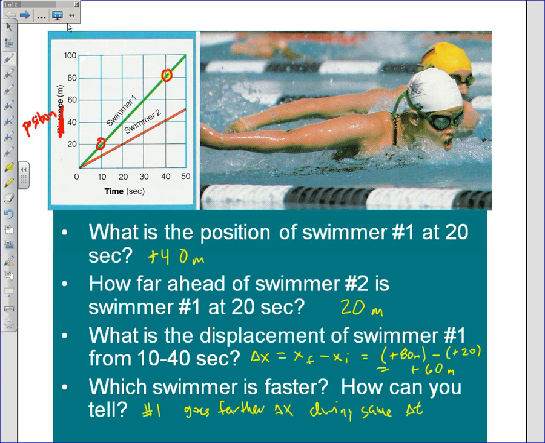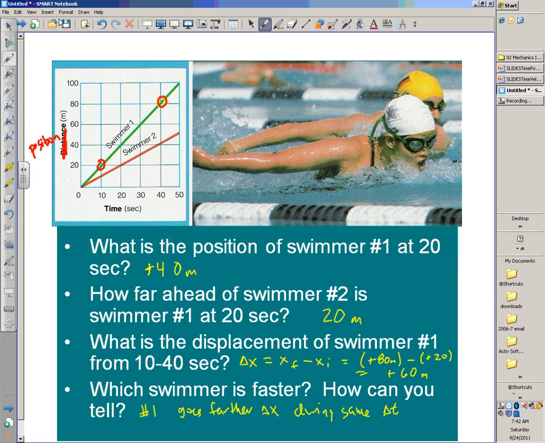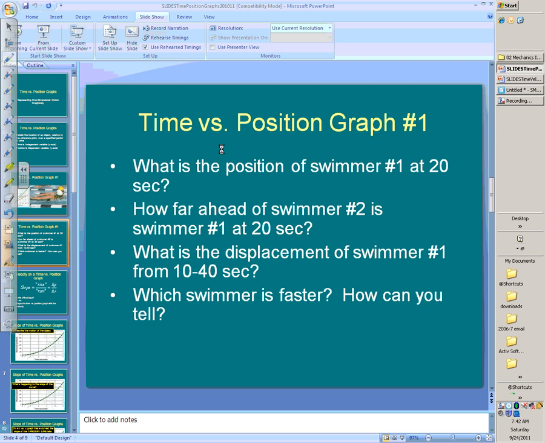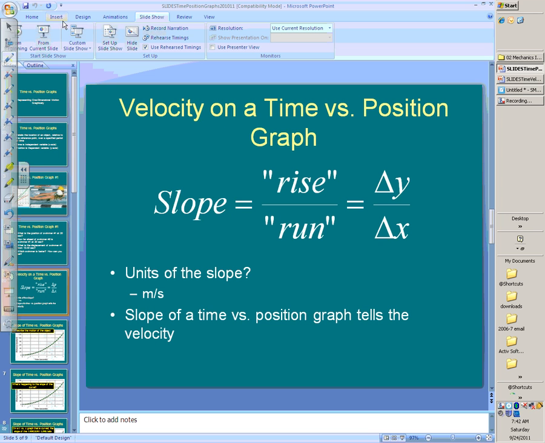Hopefully we got these 4 questions without too much trouble. Maybe a little bit of difficulty on the vector scalar thing, or how I worded or described things using those terms that we introduced earlier. But I think most of you could look at that graph and answer these questions. Let's take it one step further, going back to our PowerPoints.